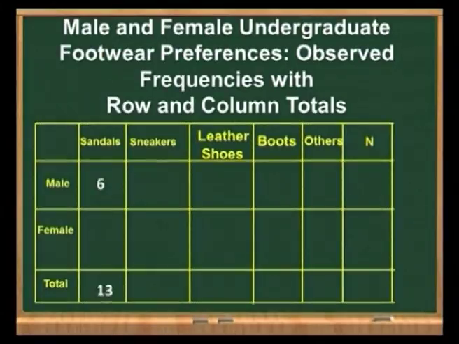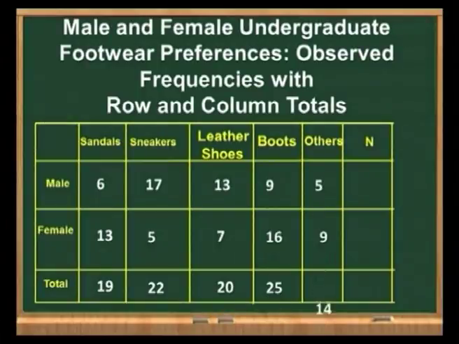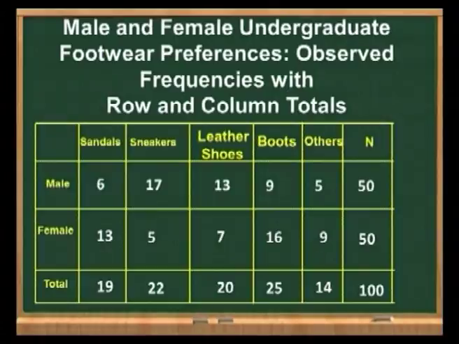For our purpose, we will set a probability error threshold of 1 in 20, or p at the 5% level, for our footwear study. The second step is to total all rows and columns. Look at table 1D. The table shows male and female undergraduate footwear preferences, that is, observed frequencies, with row and column totals. The row and column total intersections are portrayed.